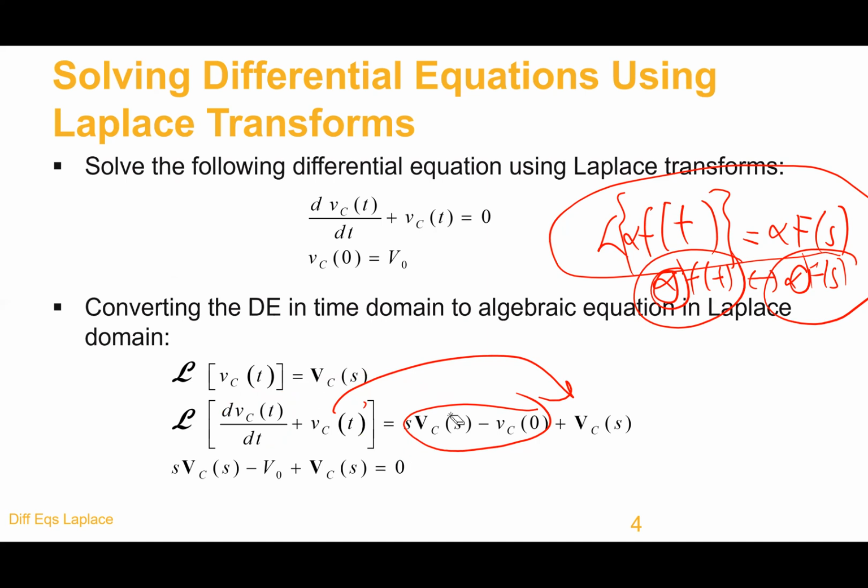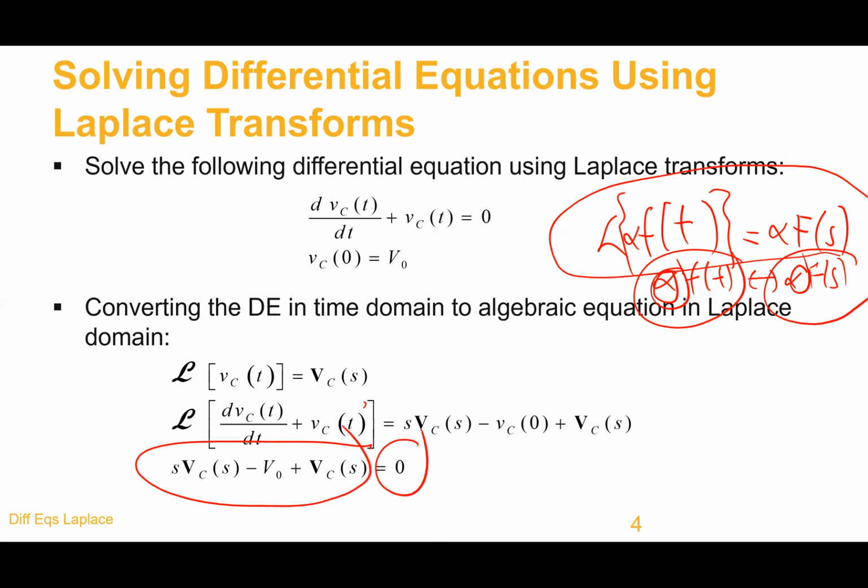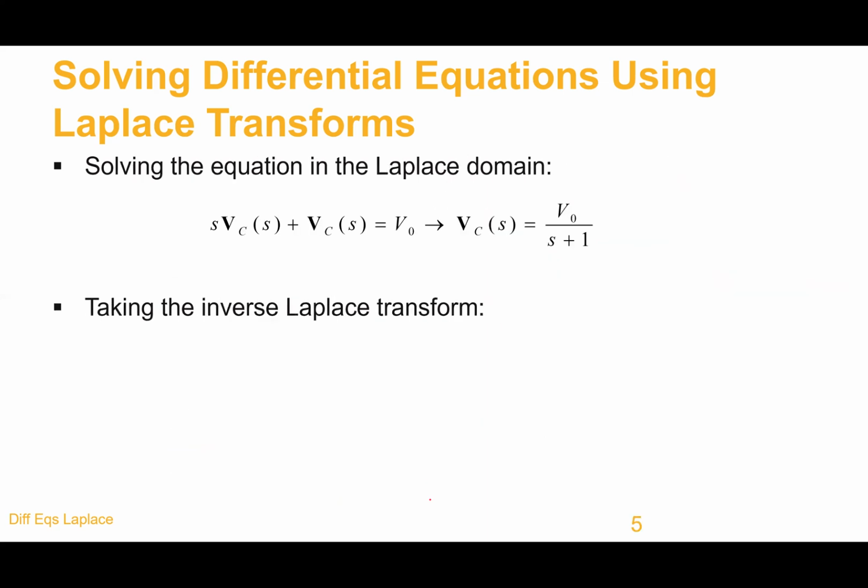You're not surprised by that, but you can actually prove it. So this is the Laplace transform of the left-hand side. That's the Laplace transform of the right-hand side. Now we have this equation. Now we can solve for VC of s, just like it's an algebraic equation as a function of s, right? Group the VC of s. So you get s times s plus 1 times VC of s equals V0, right? And then solve for VC of s, you get V0 over s plus 1, right? So VC of s is V0 over s plus 1.